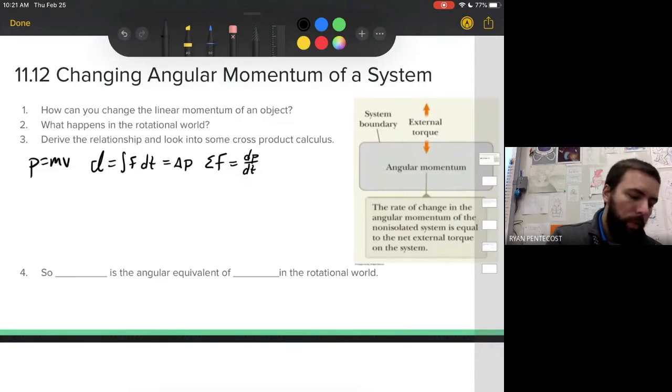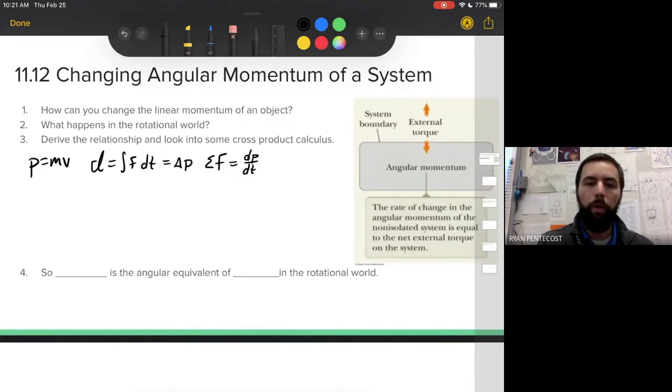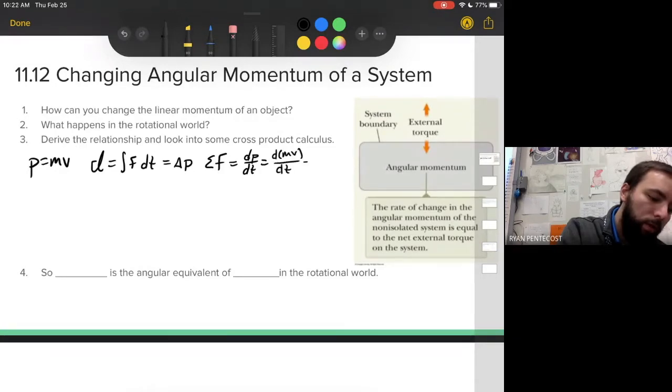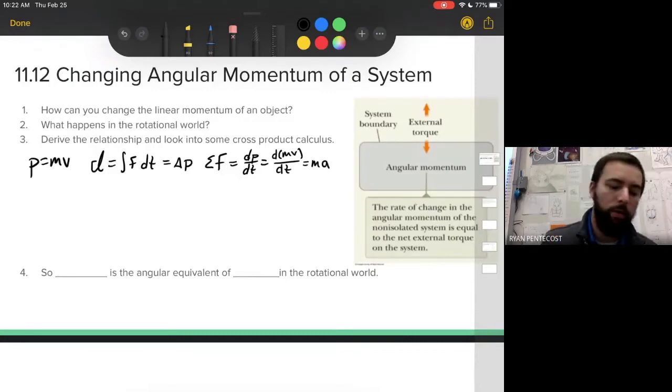So that's how we can change momentum of an object in the linear world. Momentum is conserved in collisions within a system, but as soon as an external force is acted on an object, that's going to change its momentum. For example, if we were to break this down, dp over dt, you would have d times mv over dt, which would give you ma because dv/dt is a. So if there is acceleration of an object, you are changing its linear momentum, and that's no longer conserved.